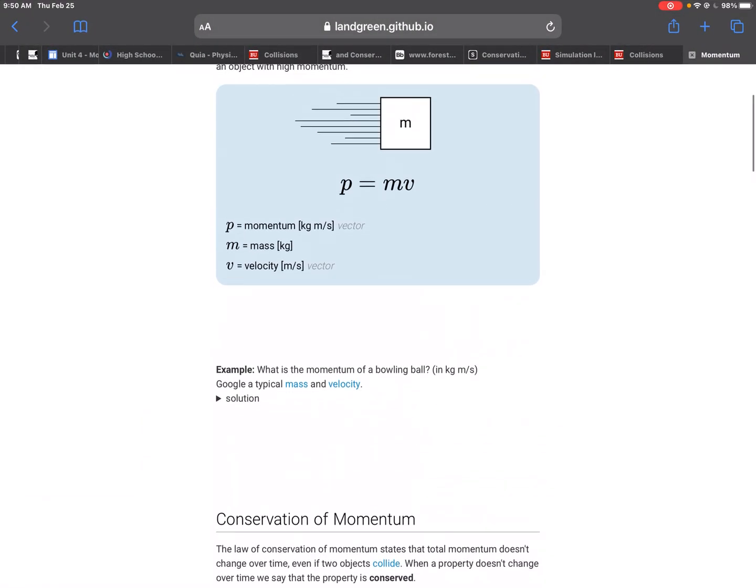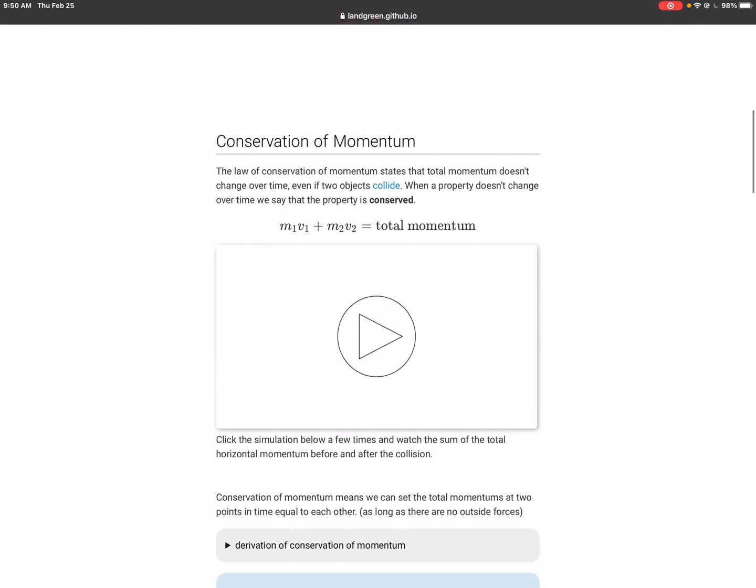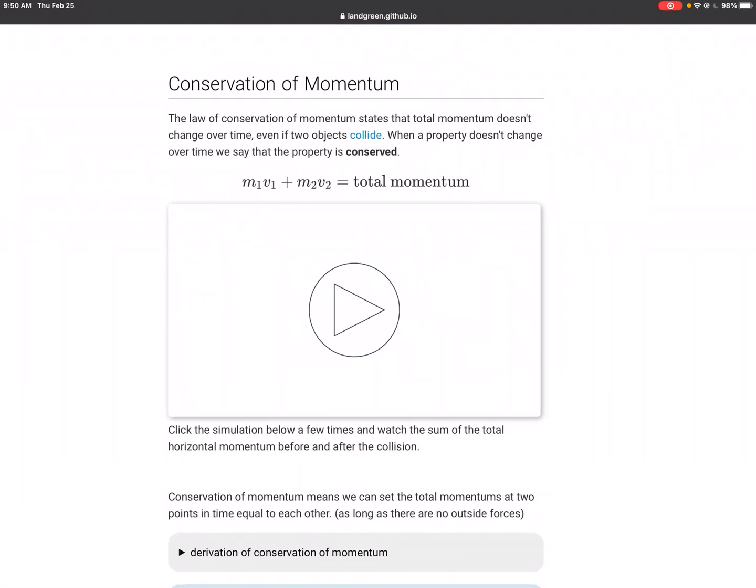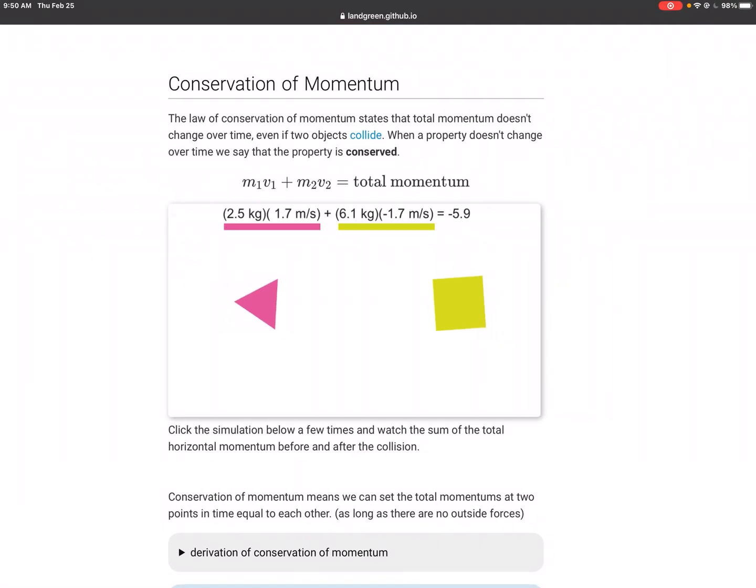if we look at a little simulation of this, two objects collide, they have an initial momentum. And after they collide, if you add the initial momentum of both objects before the collision and then the momentum of both objects after the collision, they should be equal.